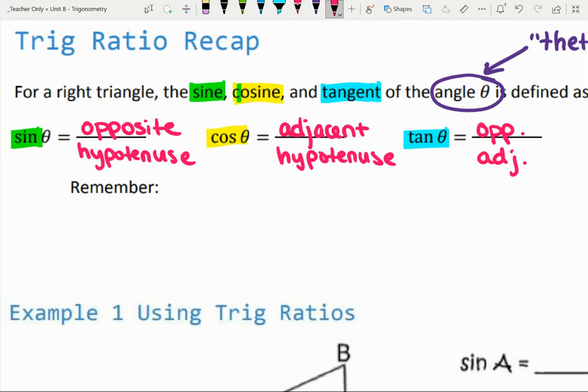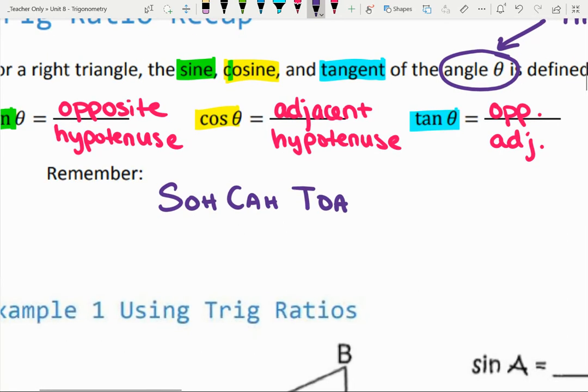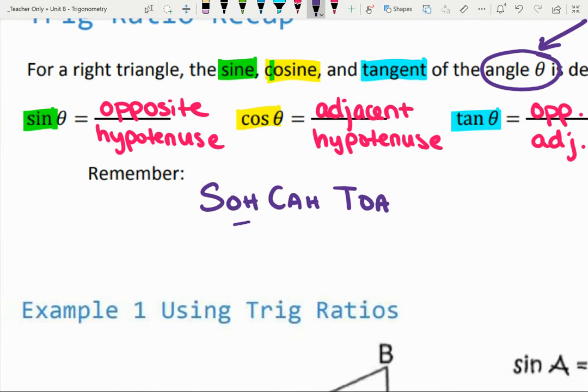And so back in geometry, you probably got this nice little reminder, SOHCAHTOA. And remember that the S, the C, and the T relate to sine, cosine, and tangent. And then the following letters tell us which sides to divide by what. So opposite divided by hypotenuse, adjacent divided by hypotenuse, or opposite divided by adjacent.